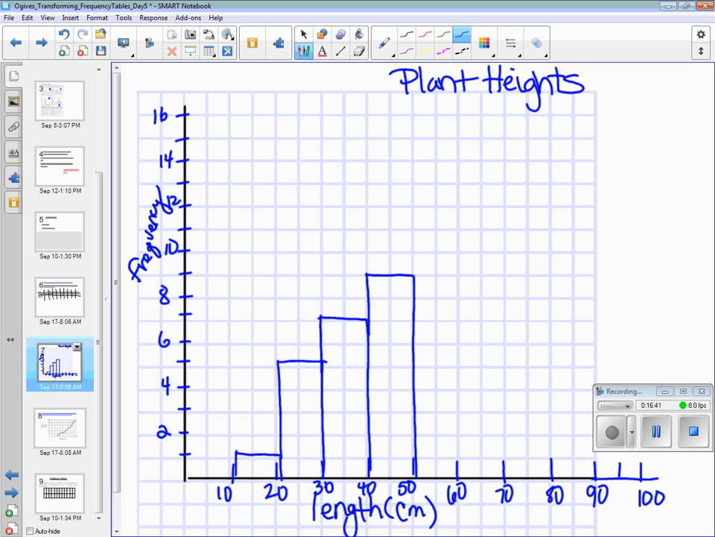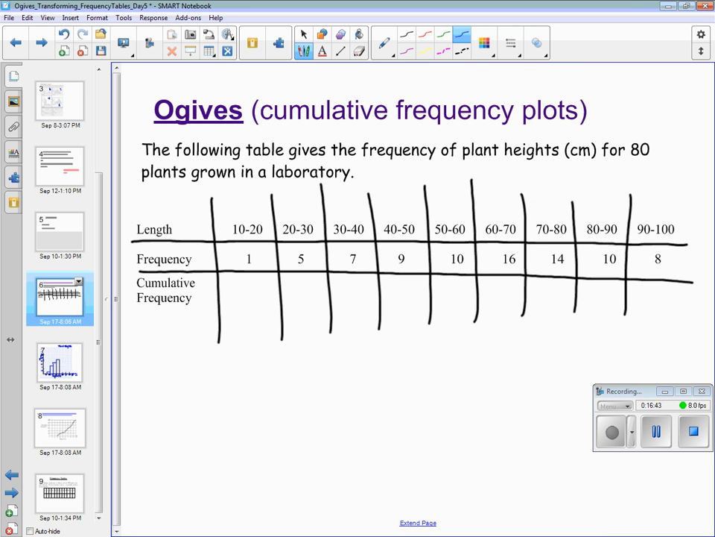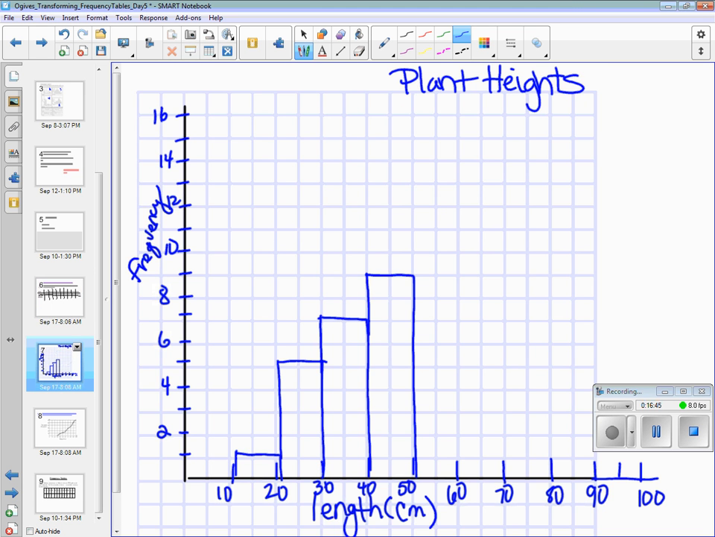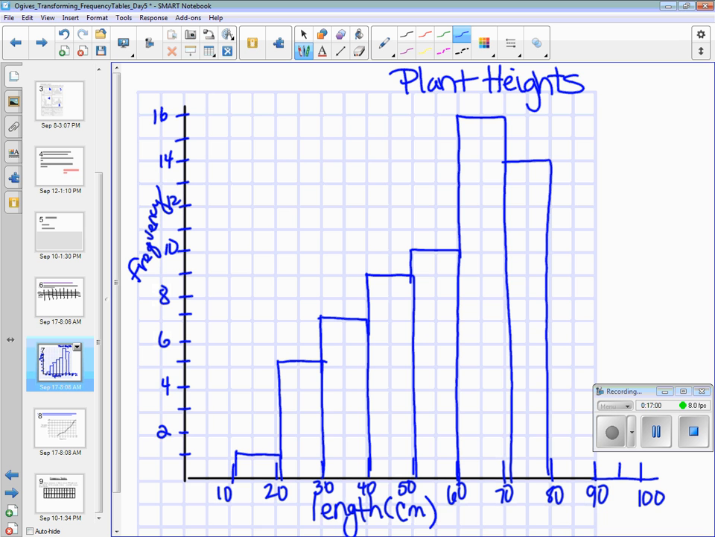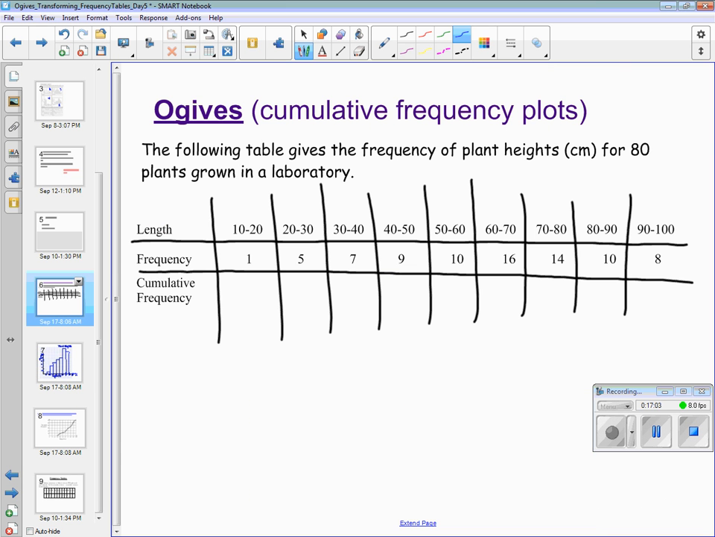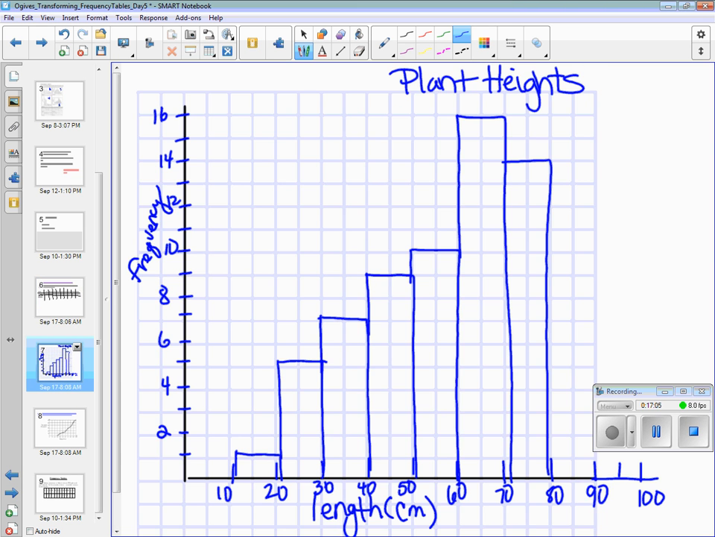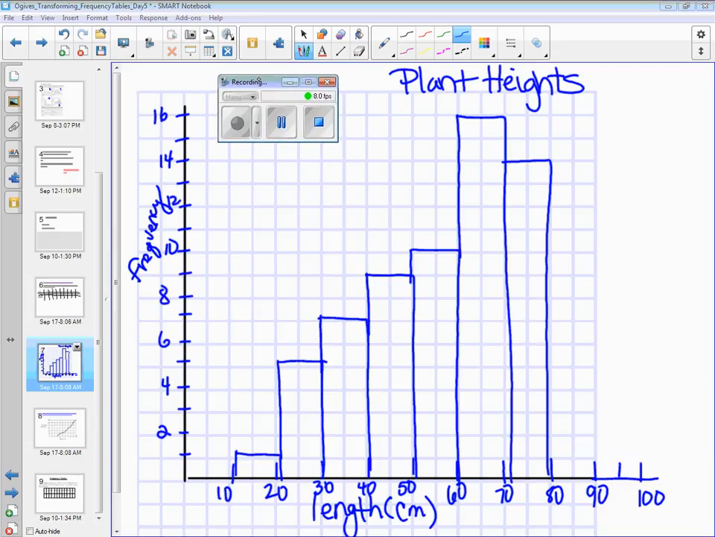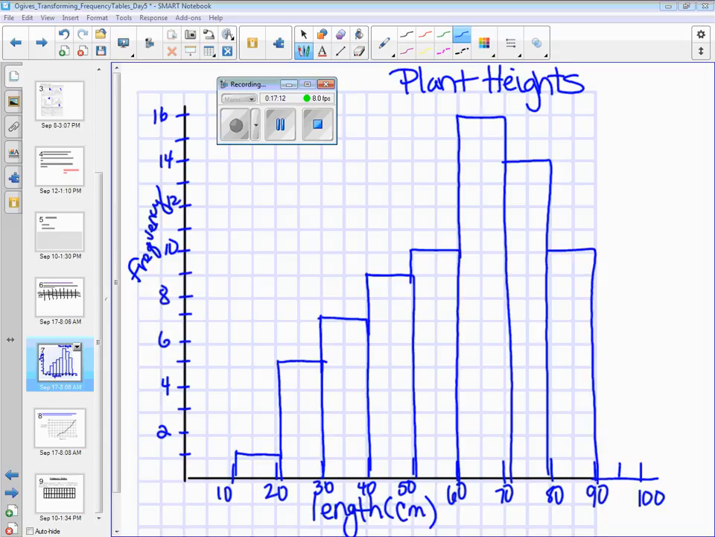There we go. So 1, 5, 7, 9, 10, 16, 14. My last bar got a little ahead of me there. And then what were the last two? 10 and then back down to 8. All right, so we have 10, and then our last bar should be down here at 8.